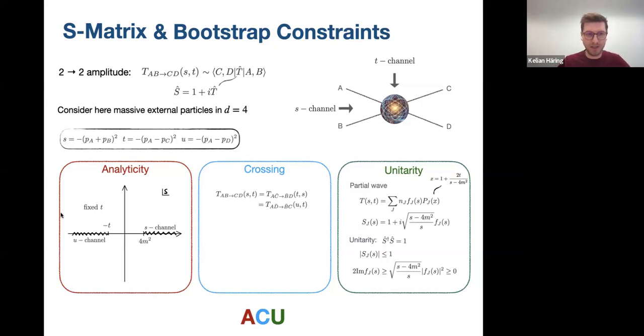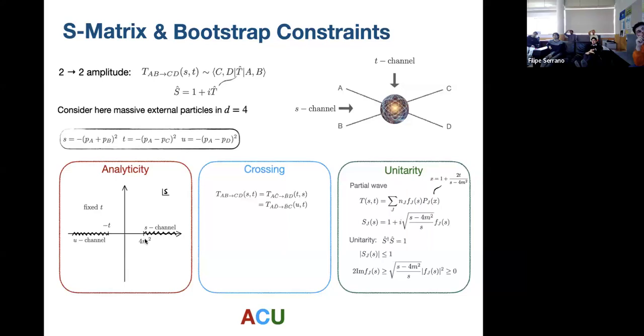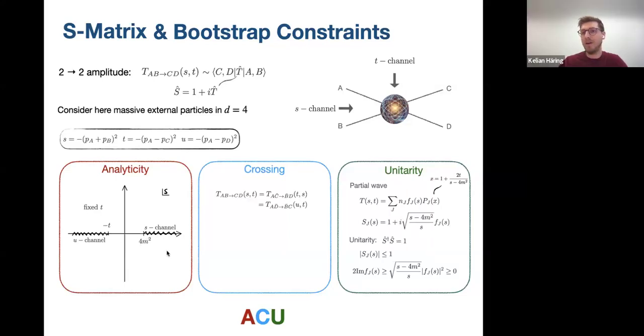The first of which is analyticity, and it is a consequence of causality. This function T is a function of two variables, S and T. Analyticity is the statement that if you fix T, for example, and you look in the complex S plane, this function is analytic in the full S complex plane, except for cuts coming from causality. So we have the S cut here, and you see it starts at 4 m squared, which is the threshold to have some physical scattering process.